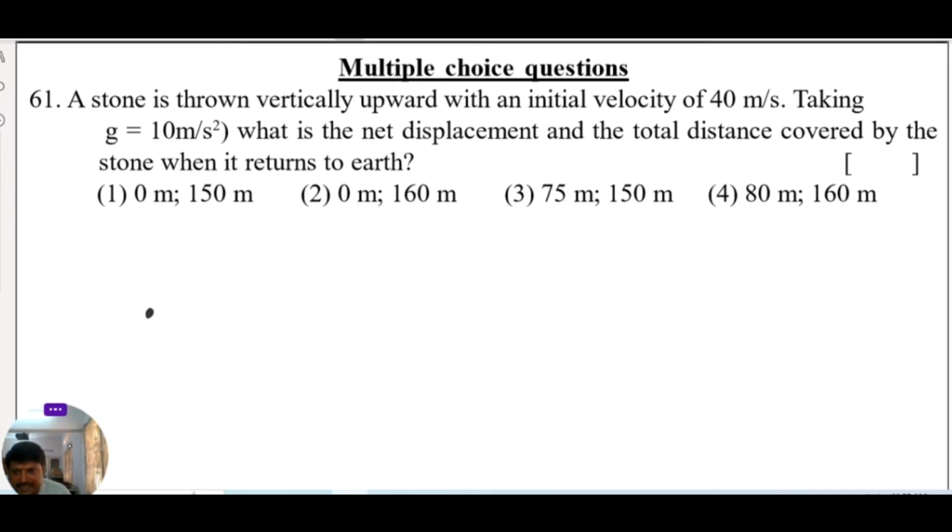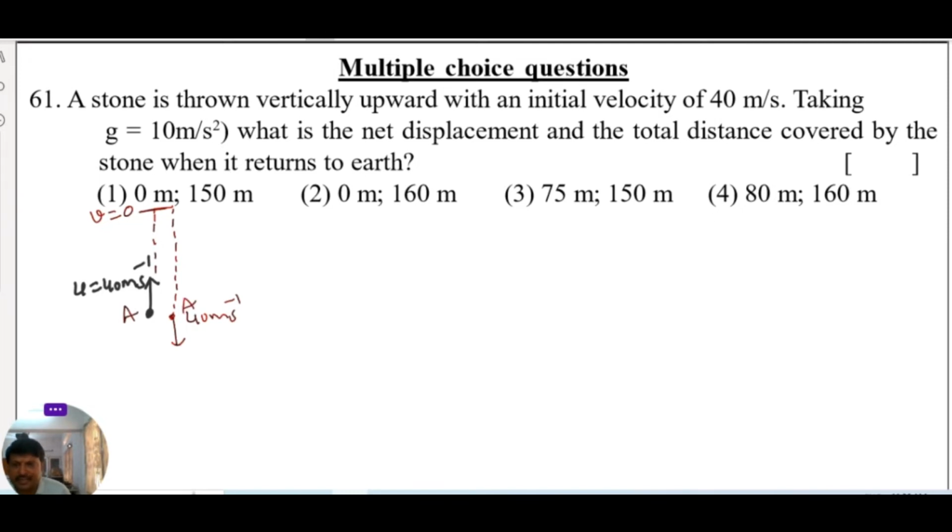So my dear children, here a stone is thrown vertically upwards with an initial velocity of 40 meter per second. When it is going upward, its speed decreases. After reaching the maximum height, its speed becomes 0. Then it returns to its starting point. While it is coming down, its speed increases and it strikes the ground with the same speed, that is 40 meter per second. Clear? Suppose this is A point.